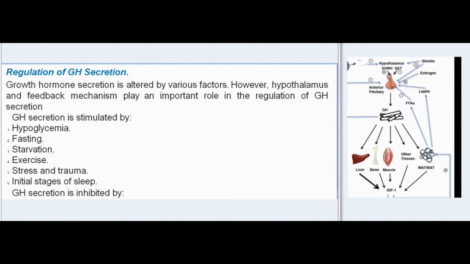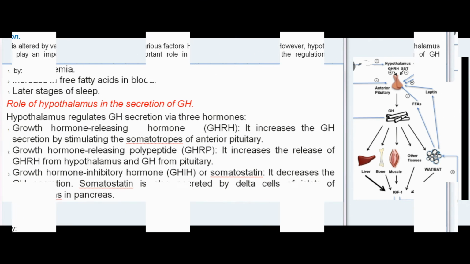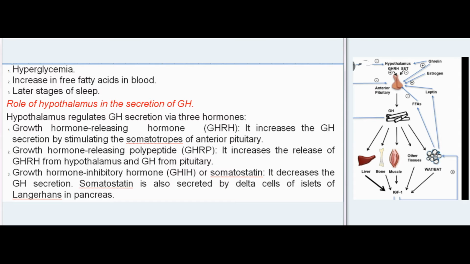Regulation of GH secretion. Growth hormone secretion is altered by various factors. However, hypothalamus and feedback mechanism play an important role in the regulation of GH secretion. GH secretion is stimulated by hypoglycemia, fasting, starvation, exercise, stress and trauma, and in the initial stages of sleep. GH secretion is inhibited by hyperglycemia, increase in free fatty acids in blood, and in the later stages of sleep. Role of hypothalamus in the secretion of GH.